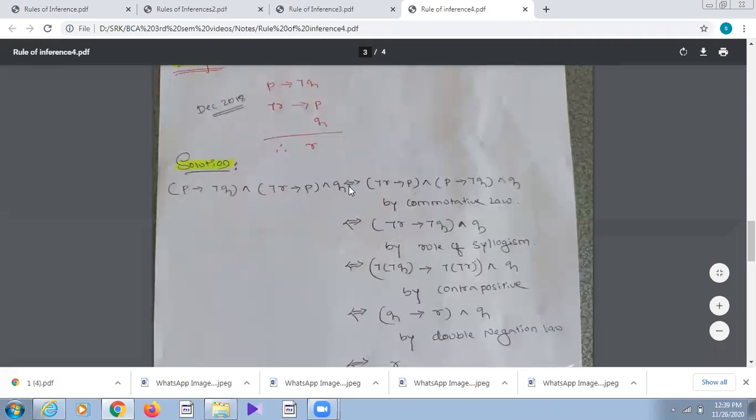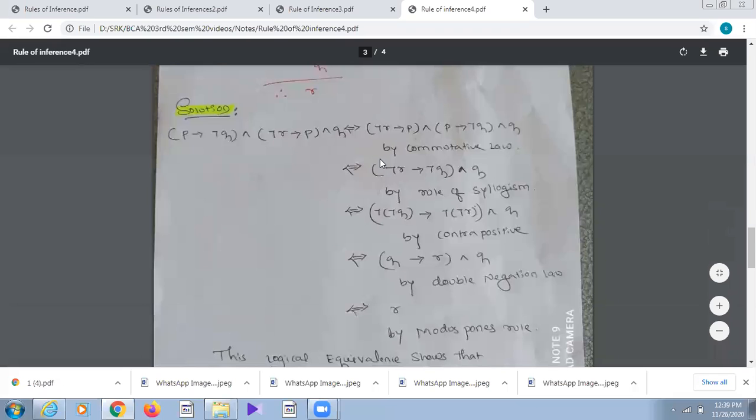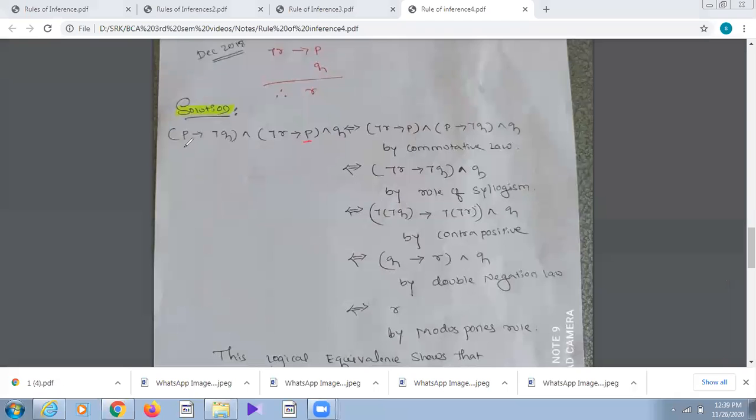See here, next here P conditional. Here also P is there, here also P is there. So by using the rule of syllogism, it is easy to cancel. So that's why I want this term on this side.